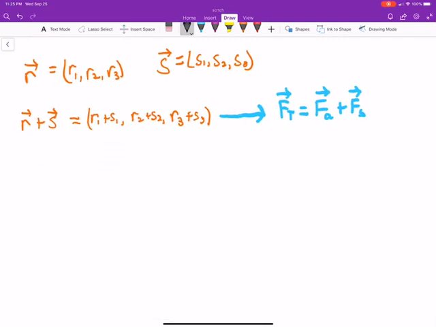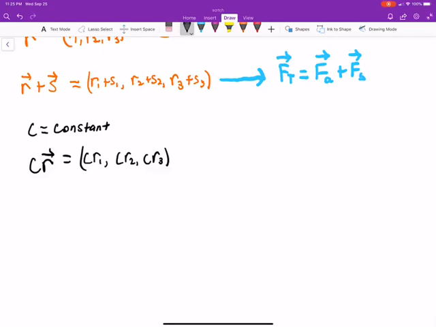Another one that is important to know is if C is some constant, then C times r, using the same r we had up there, you just multiply it to each component. So pretty straightforward. You can distribute the C into each component of r, basically.